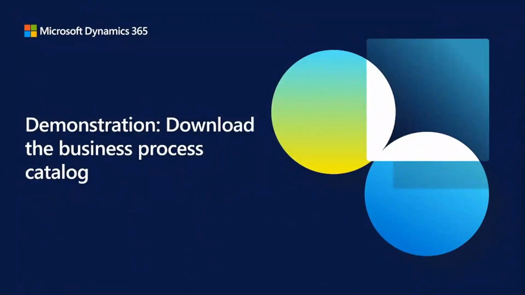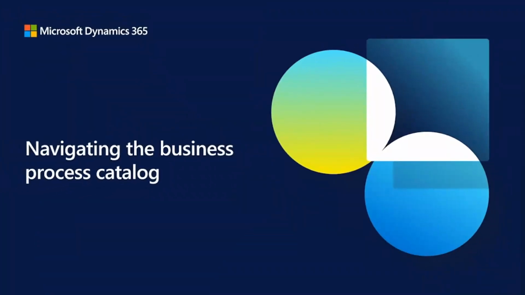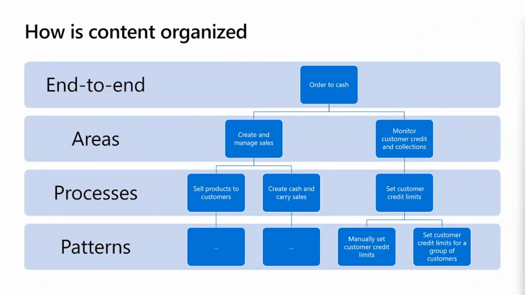All right, we're going to talk a little bit more about the catalog, and then I'll demonstrate how to navigate this catalog for you. So what I want to do is talk a little bit about how the content is organized in the catalog. The content is organized into 4 levels. We have end-to-end processes, what we call business process areas, the actual business processes themselves, and patterns. So it's a hierarchy organized into 4 levels.